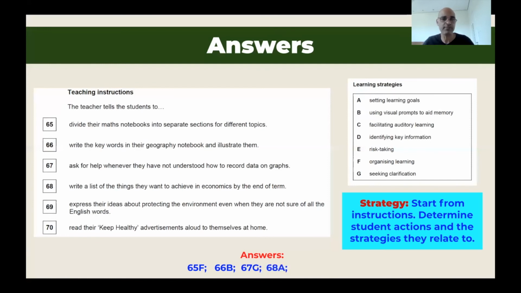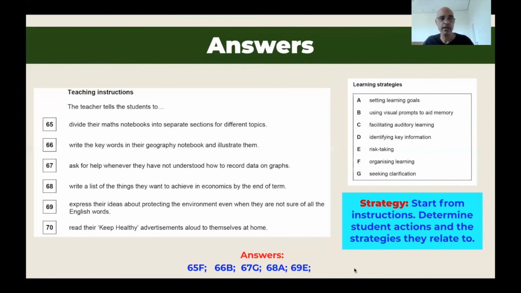69, express their ideas about protecting the environment even when they are not sure of all the English words. So when you're going to express ideas without being sure that you have the vocabulary for it, you are taking risks. That's part of learning. You learn when you take risks. So that's a very good example of risk-taking, letter E.